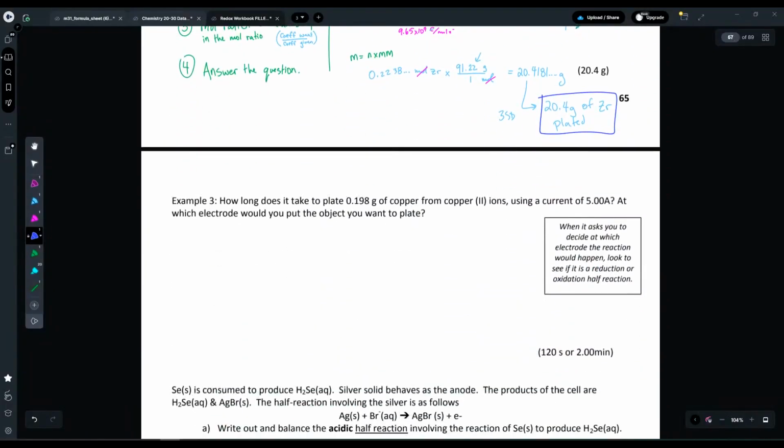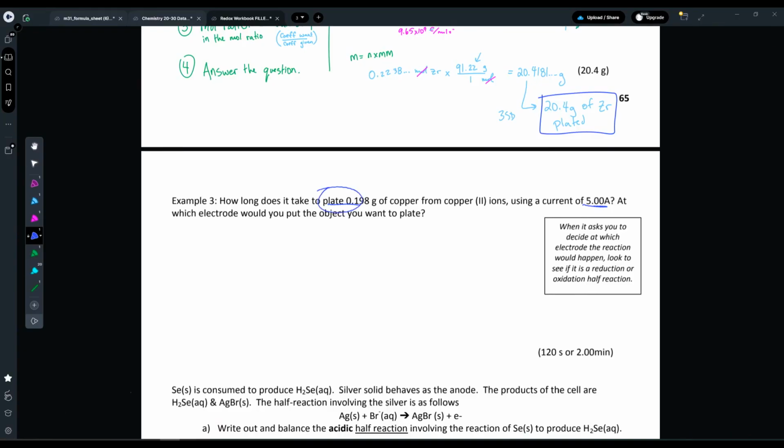Okay, example 3. How long does it take to plate 0.198 grams of copper from copper 2 ions using a current of 5 amps? At which electrode would you put the object that you want to plate?